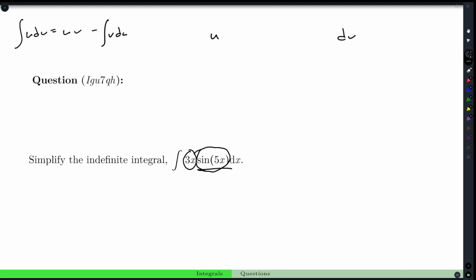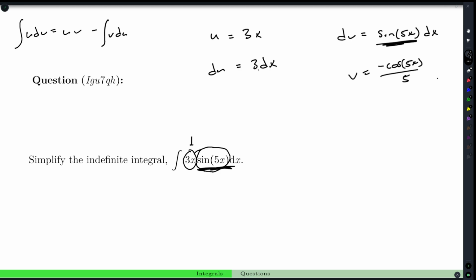For this one, I see that I've got a trigonometric function. Other than when you have an exponential function, usually it's a good idea for your trigonometric function to be your dv. So that's exactly what we're going to do. We're going to let dv be sine 5x. And then working backwards, and here's where you could integrate this with a substitution, you can get minus cosine 5x over 5 for your v. If that's my dv, whatever's left over should be my u. So we get 3x here. And then differentiating, du would be 3 dx.